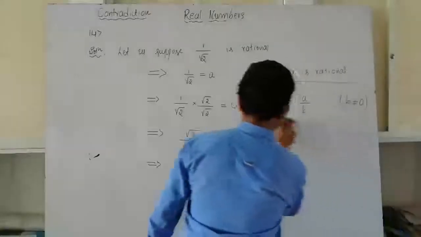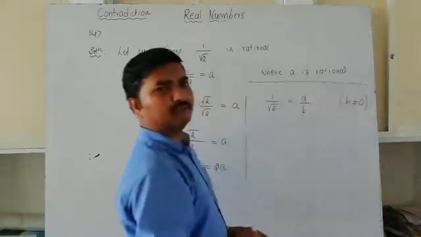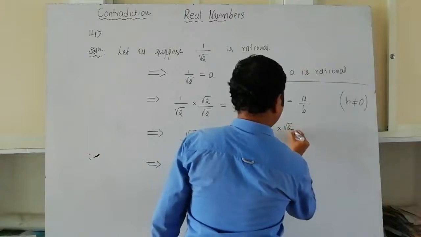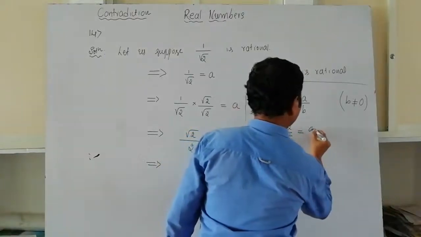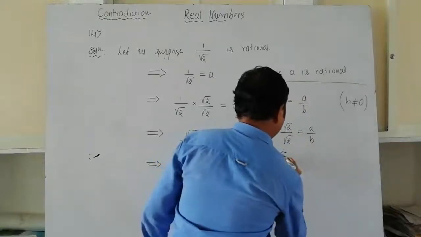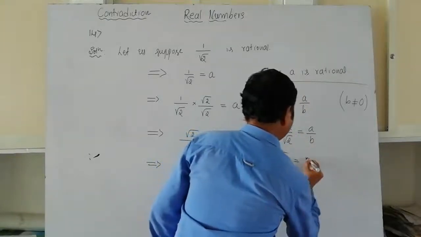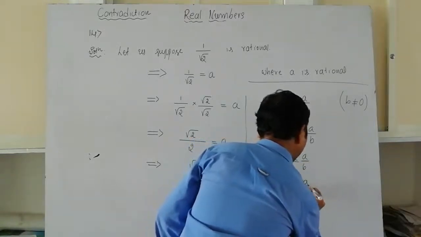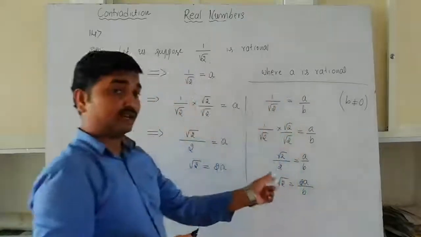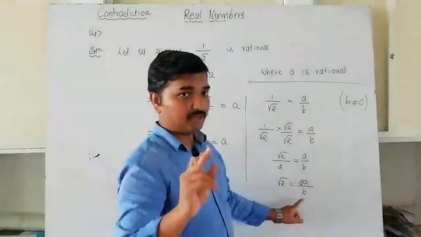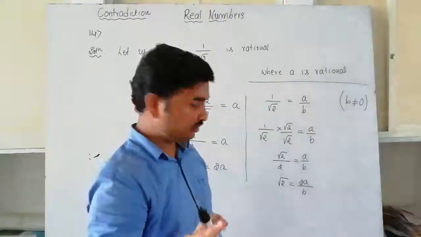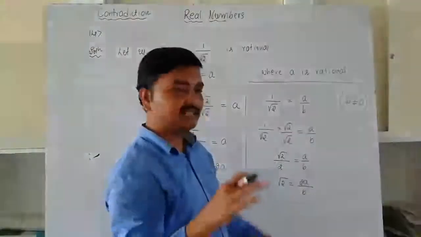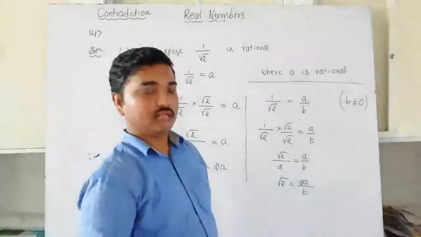Okay, the correct format is once again the same procedure: multiply and divide by root 2. So it will become 1 by root 2 multiplied and divided by root 2, which is equal to a by b. So here it will become root 2 by 2, which is equal to a by b, and then root 2 is equal to 2a divided by b. Now look at the RHS. Now it is in the form of p by q. Definitely the denominator should not be equal to 0. In the denominator b is present, and b is not equal to 0. Initially I have written this. Definitely the right hand side is a rational number. So now it is defined.